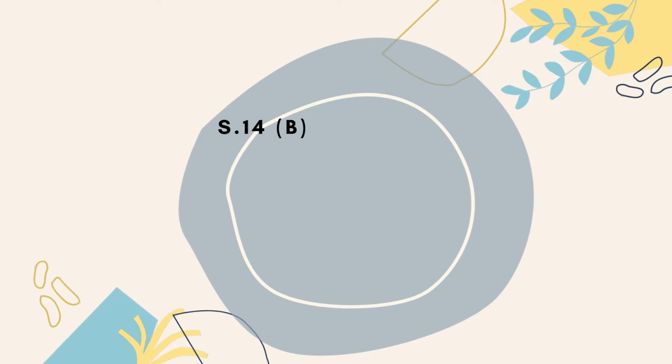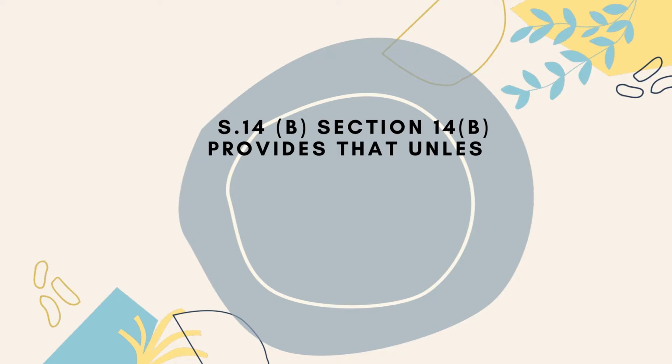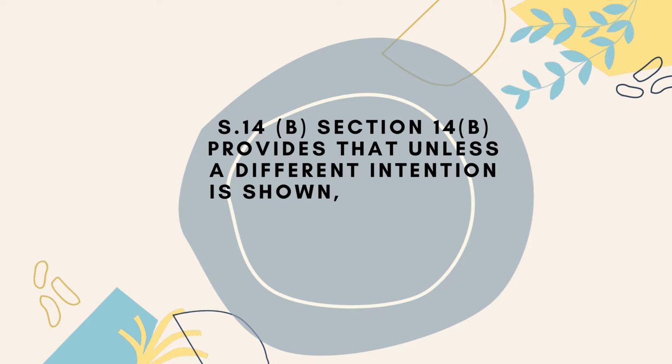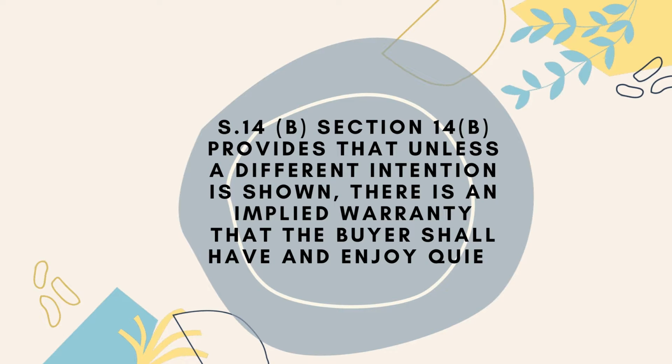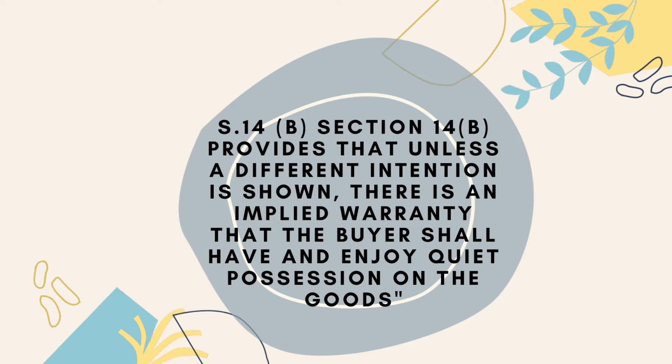The buyer shall have quiet possession of the goods. It is a warranty and it is something minor. The buyer shall have and enjoy undisturbed possession of the goods. It means that when we purchase something, a third party will not come and claim the ownership of the goods. A breach will only entitle the buyer to claim damages. He cannot repudiate the contract.